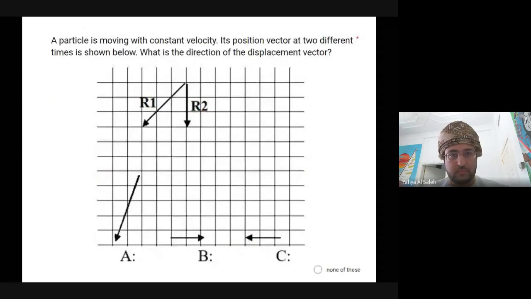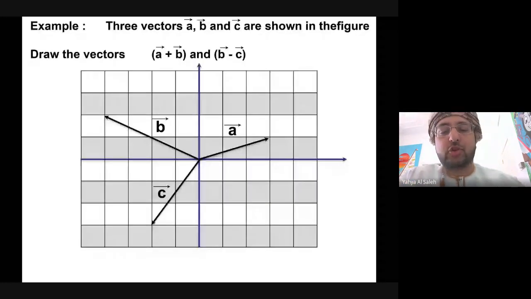Let's do an example. I'll skip the IQ. 3 vectors A, B, and C are shown in the figure. Let's draw the vectors. What is A plus B? And what is B plus B minus C? Let's start with A plus B first. Where will it be?